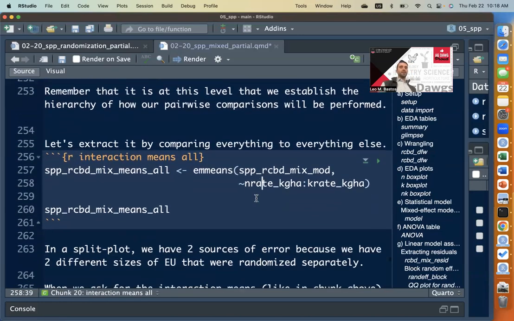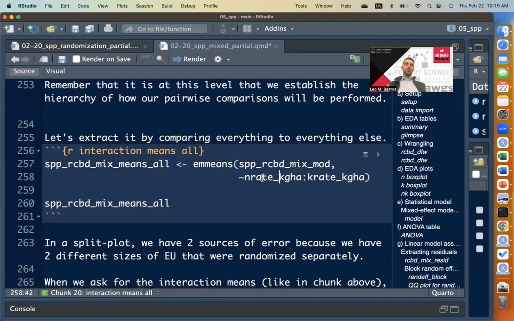All right, so the next thing is for us to extract the means. From this point on, it goes back to being similar to what we were doing before, right? So we have the interaction significant. We already talked in previous classes about what to do if you have a significant interaction: how you extract those means, do the pairwise comparisons, and how that impacts your interpretation of how you show your data.